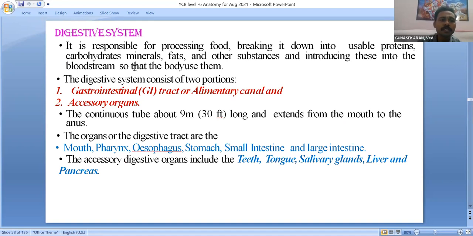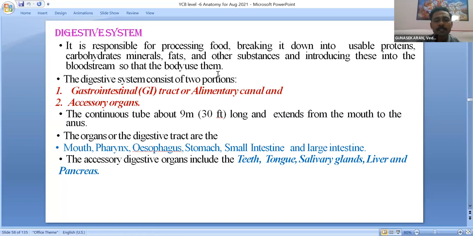Some information about this digestive system. We already discussed it. It is responsible for processing food, breaking it down into usable proteins, carbohydrates, minerals, fats, and other substances, and introducing these into the bloodstream, so that the body can use them.